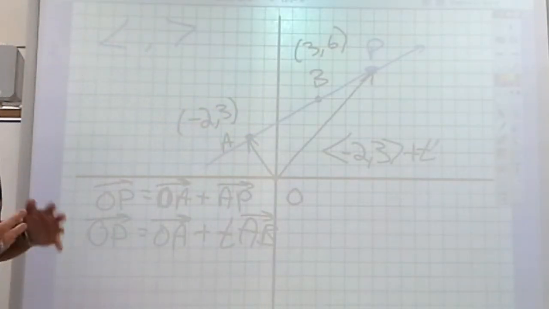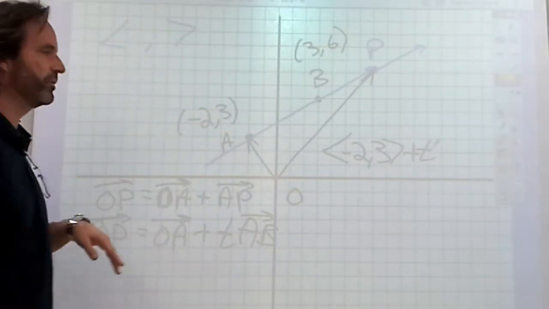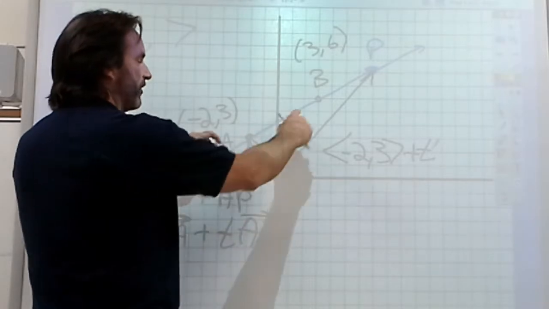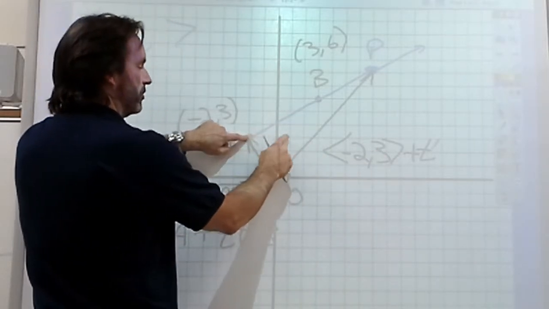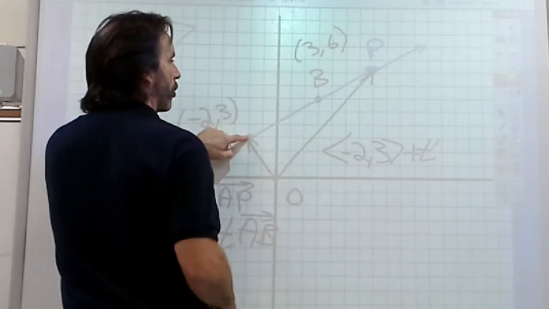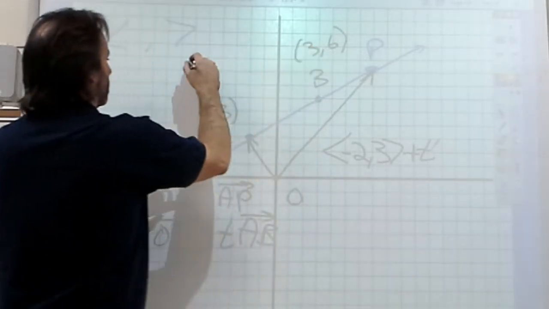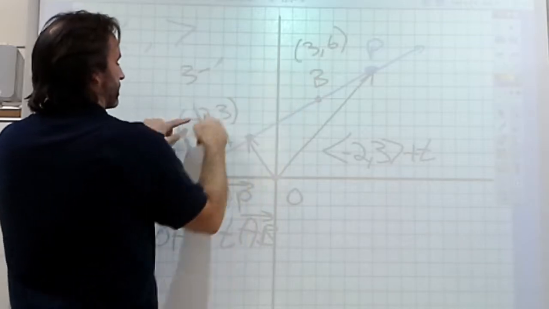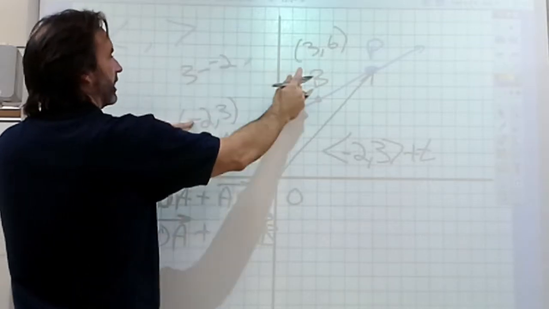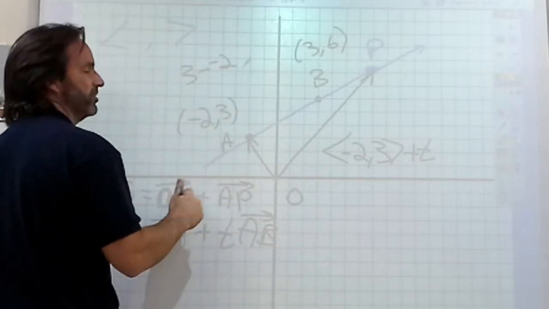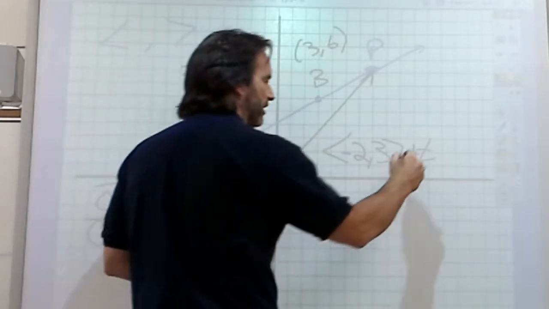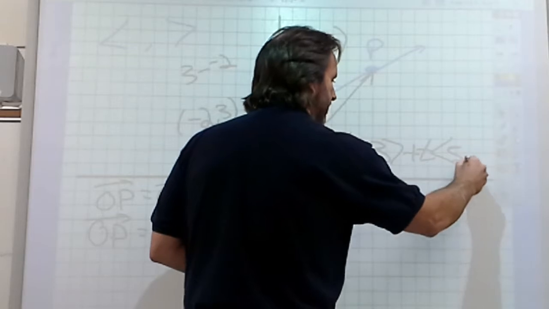Now here's where we have to do a little, if you don't have the grid, but this vector AB, t times AB, what's the horizontal component? 1, 2, 3, 4, 5. Or we could do this: 3 minus negative 2. That's my horizontal. And 3 minus negative 2, or just counting your squares, is 5. So the horizontal component is 5.